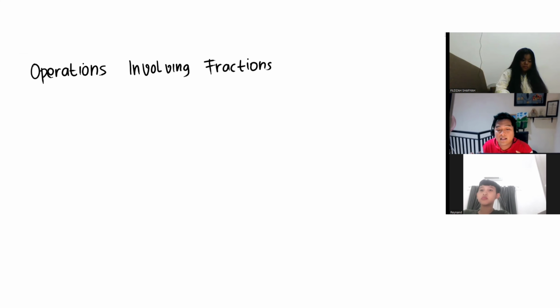We learned about fractions, but what about operations involving fractional numbers? Have you learned about this before? Cita? Never? Belum. What about Renan? Have you learned about this, Ray? Yes, in grade 3, primary three. And let's dive into it.